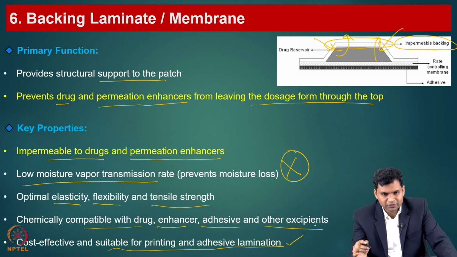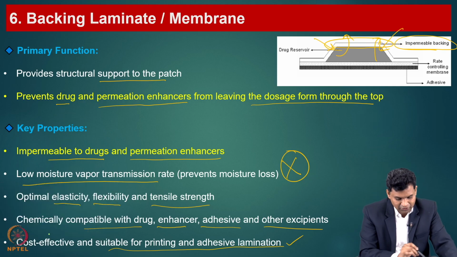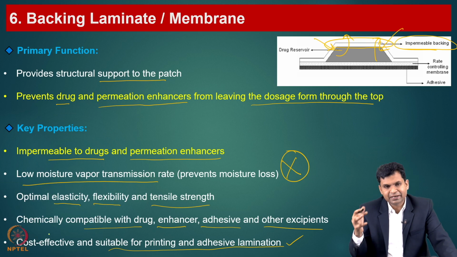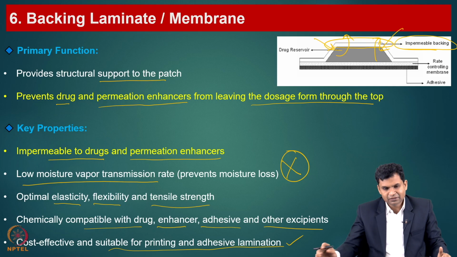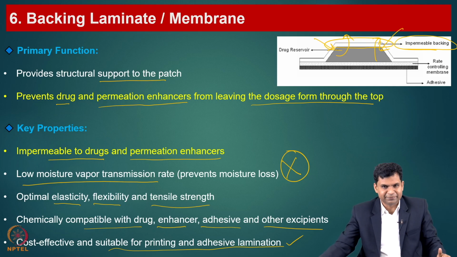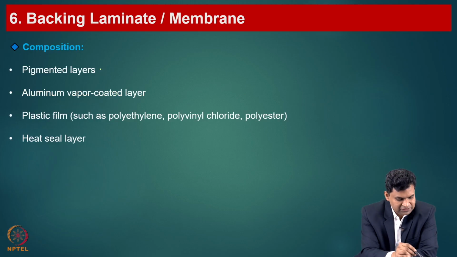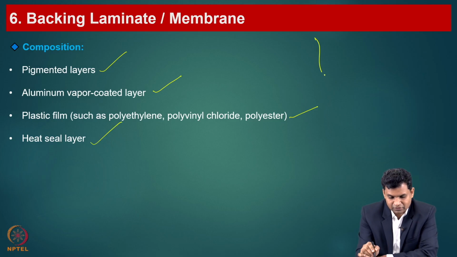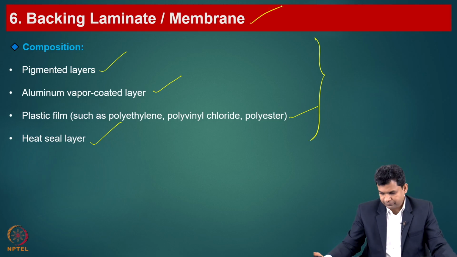The manufacturers of commercial products will always want to put their brand names on the patches. So, that should be suitable for printing as well as adhesive lamination. Here you can use these components: pigmented layers, aluminum vapor coated layers, plastic films and heat seal layers. All this will help in the backing membrane composition.